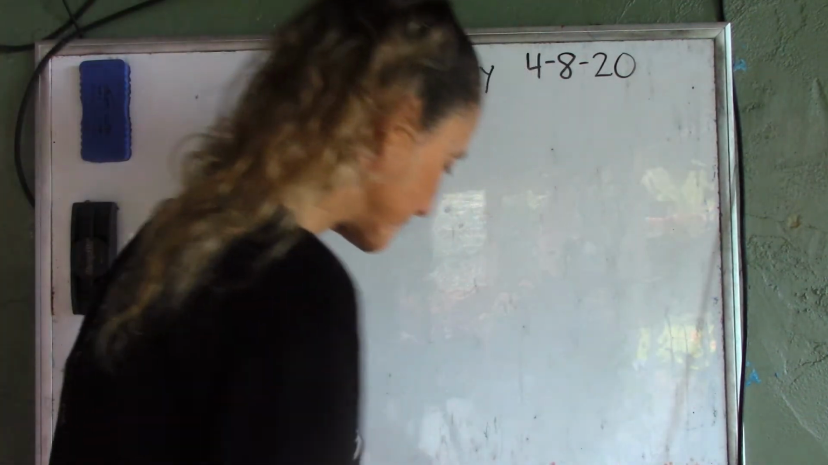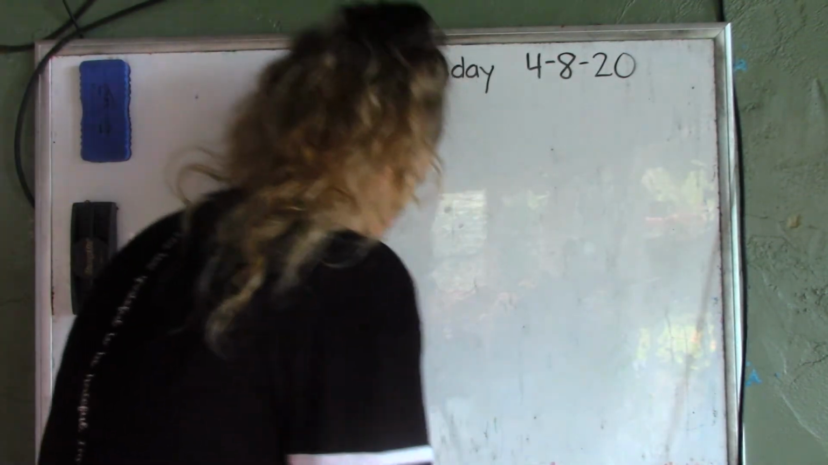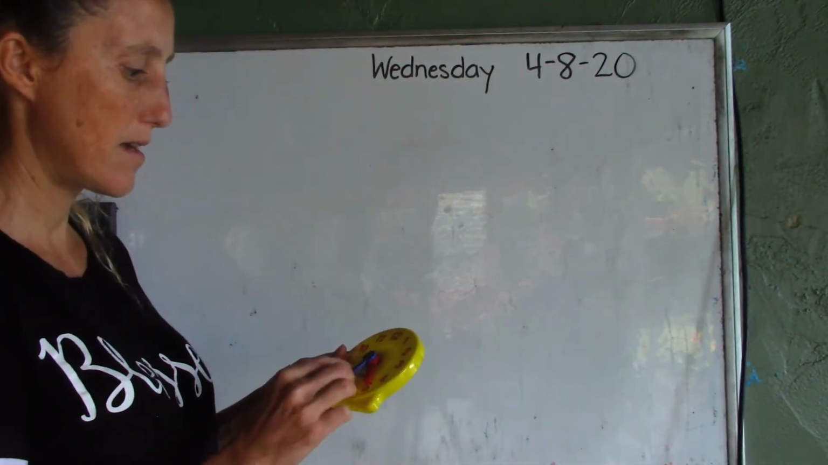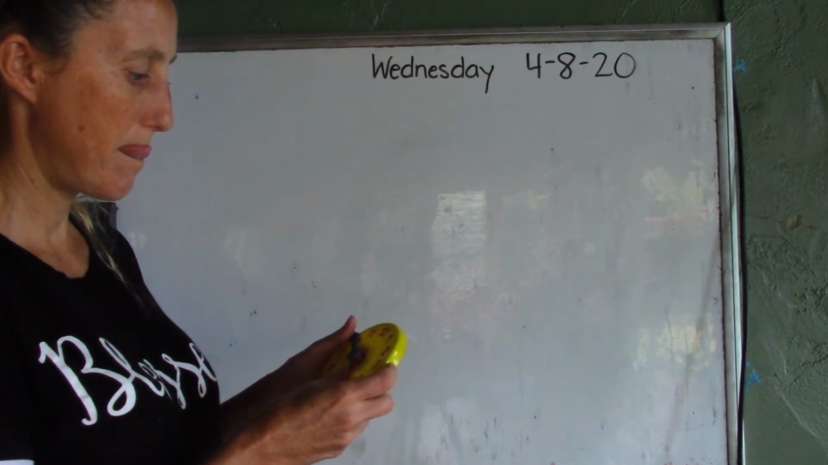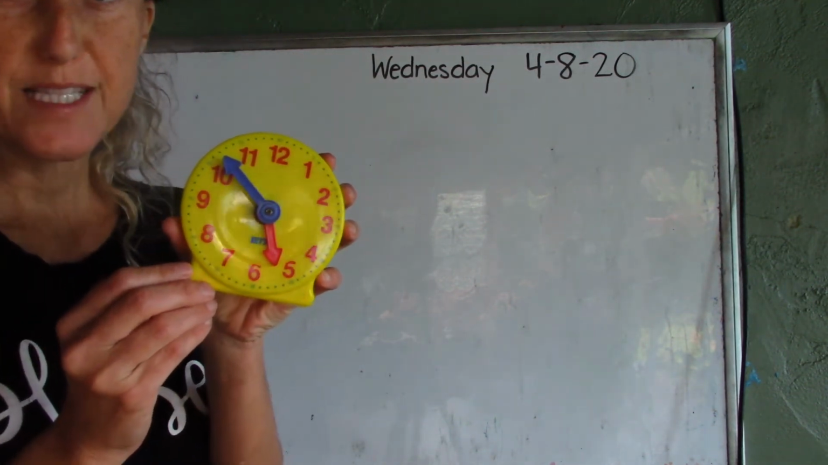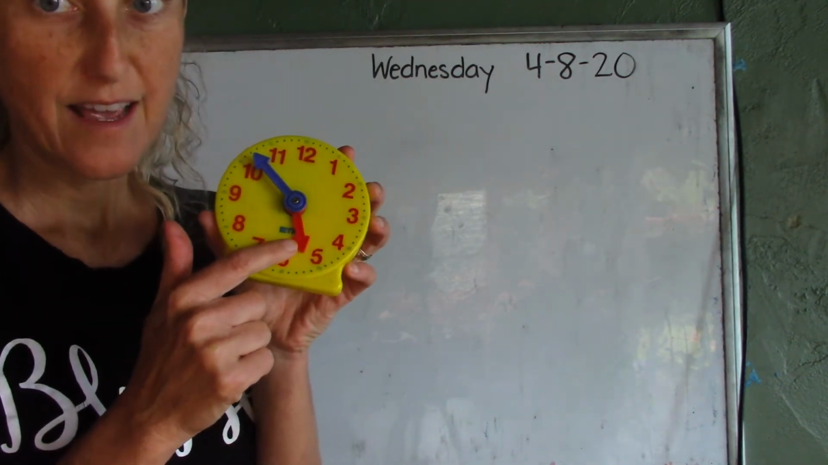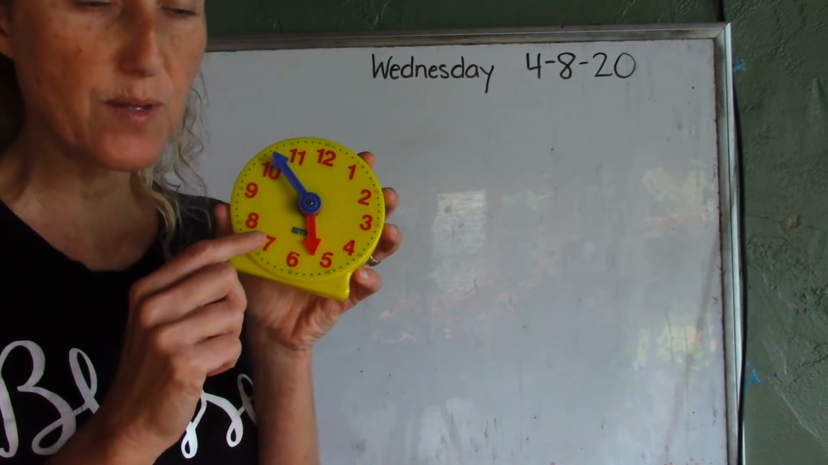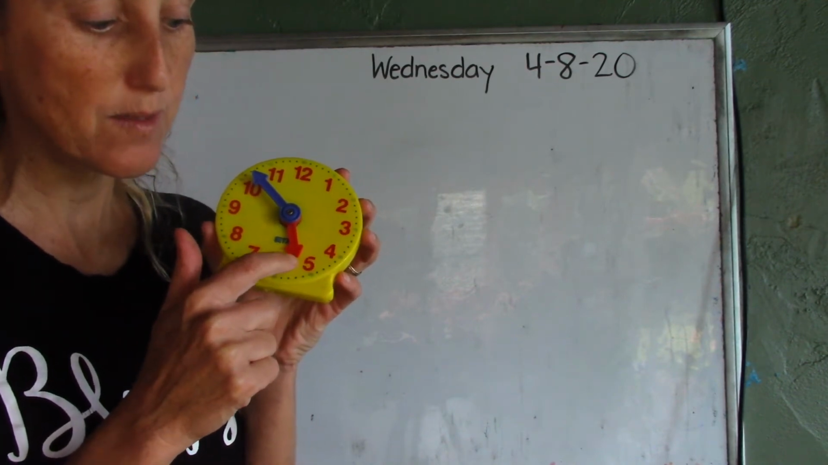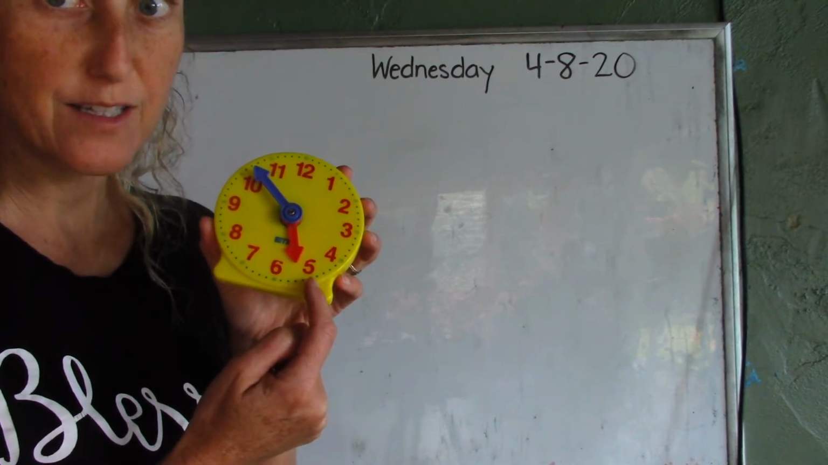All right, so we're gonna do now our clock. So we see, let's look at the red hand, the little hand first, the hour hand. And if you're looking at it, it is between the 5 and the 6, which means that we go back to the 5, right? So it's 5.